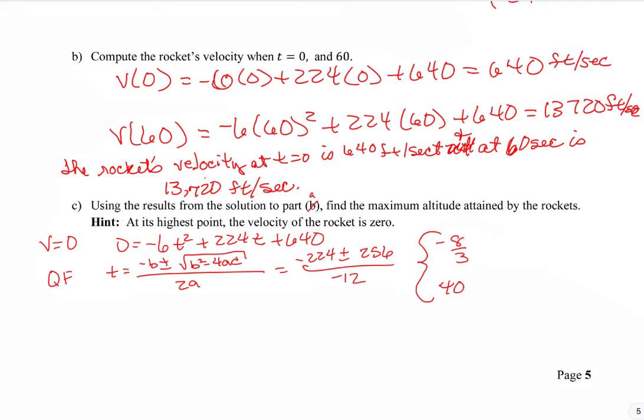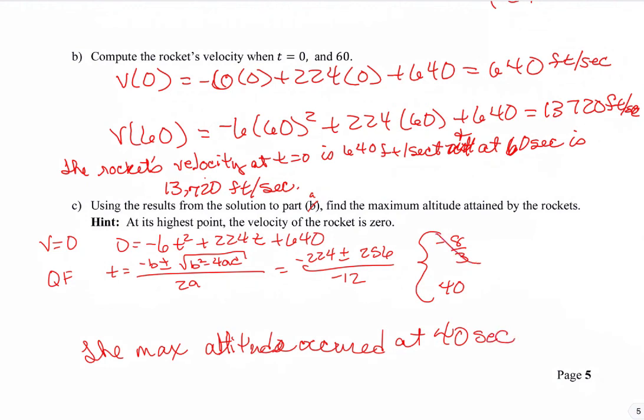So what that tells me is that the maximum altitude occurred, that should be an E, at 40 seconds, because this can't happen, because t is greater than or equal to 0, and this is in seconds. At 40 seconds.